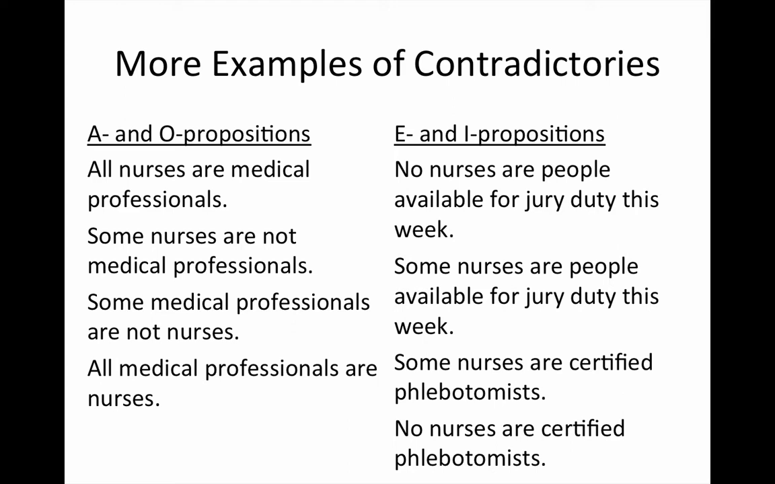So take a look at the second set, the E and the I propositions. Let's assume it's true that no nurses are people available for jury duty this week. It must be false, therefore, that there is even one nurse available for jury duty this week. Similarly, if it's true that there is at least one nurse that is a certified phlebotomist, then it must be false that none of them are.